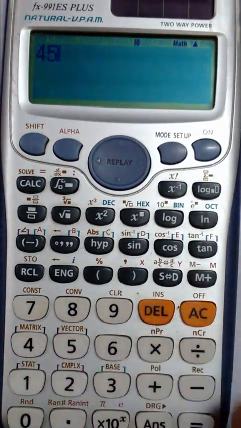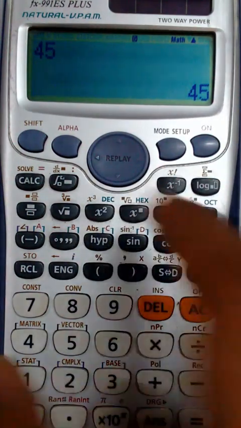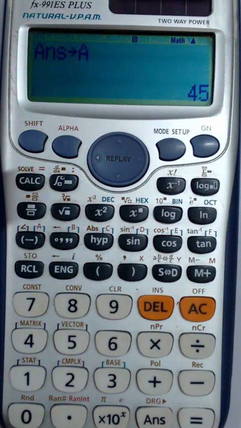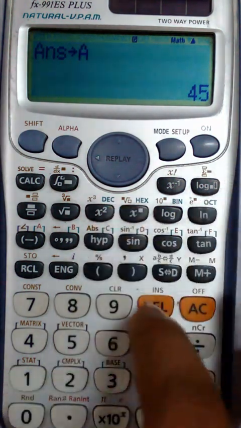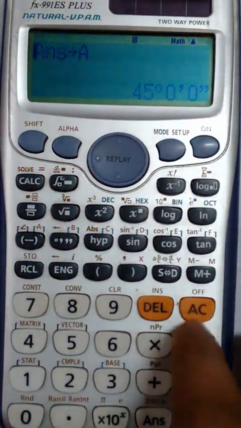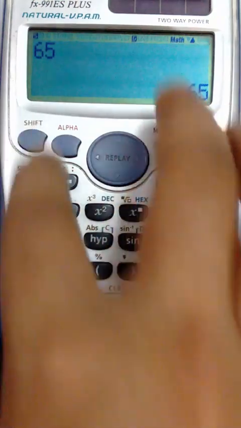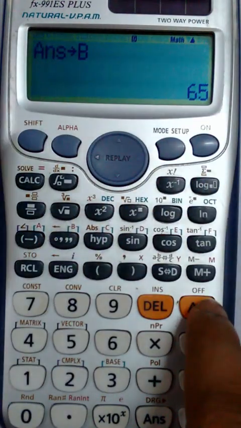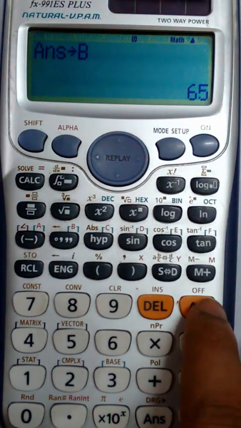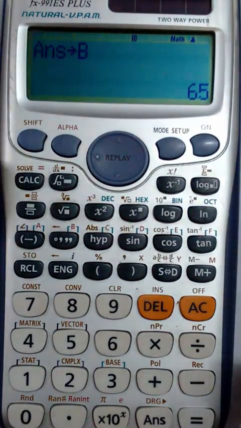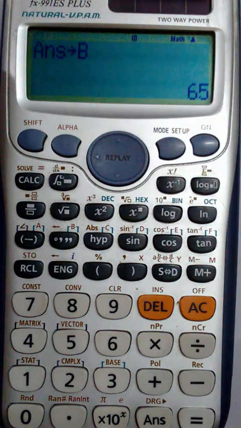Suppose 45 is the value. I want to store the value: shift store A, then 45 is stored at A. Then suppose 65, shift store B, then you can see 65 is stored at B. In this way you can store values into any variable.